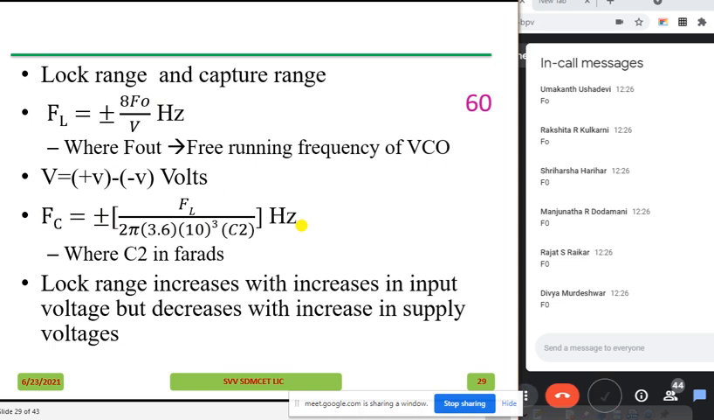Most of the time a small variation will be there whenever we conduct the experiment. Lock range, what we calculate manually using the equation, and what we practically observe in the CRO, a little difference will be there sometimes when you conduct the experiment.